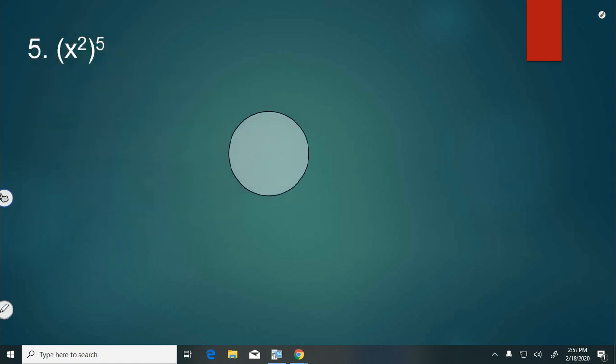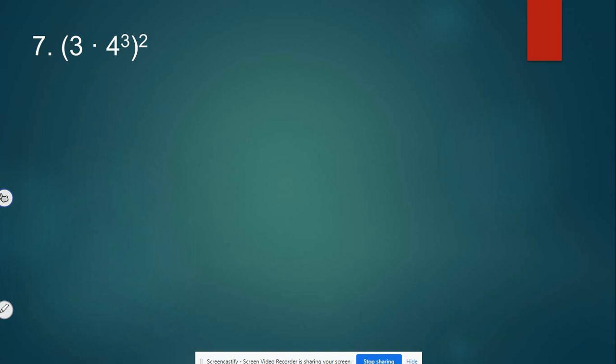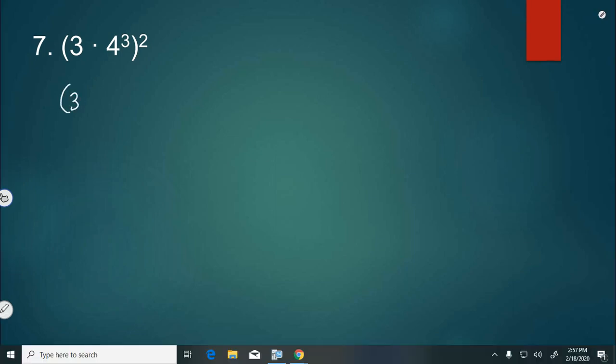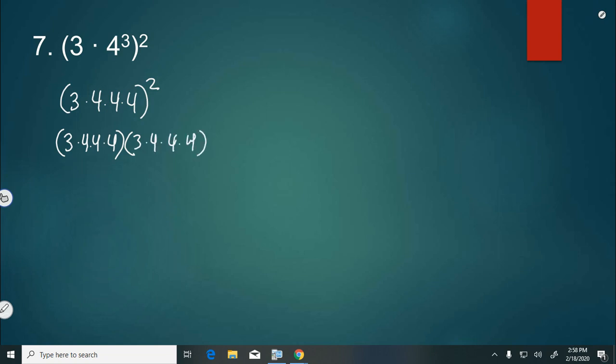Let's continue. Number 7. Now I've got some double numbers here, but that's okay. So this is like doing 3 times 4 times 4 times 4 all squared. So that's 3 times 4 times 4 times 4 times 3 times 4 times 4 times 4. So I've got 2 3's, or 3 squared, and 6 4's, or 4 to the 6th, as my simplified answer.